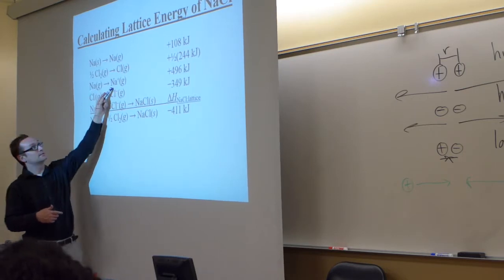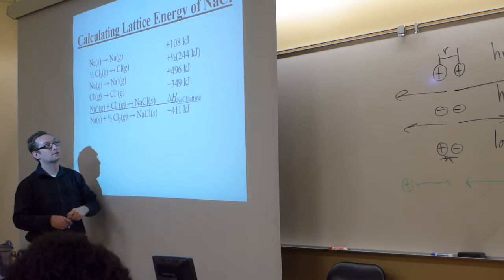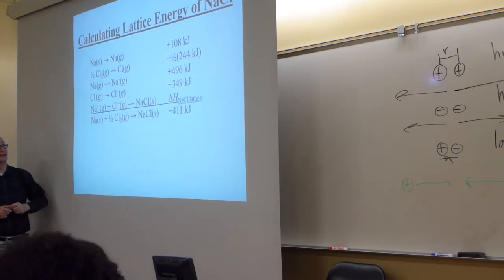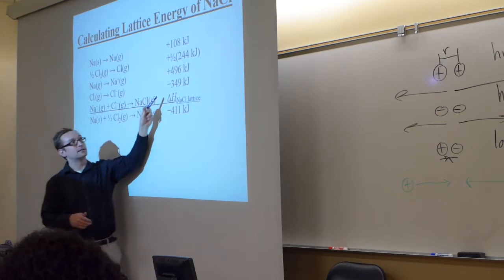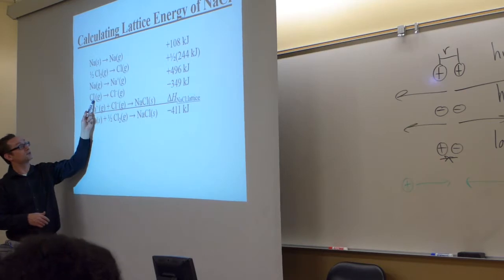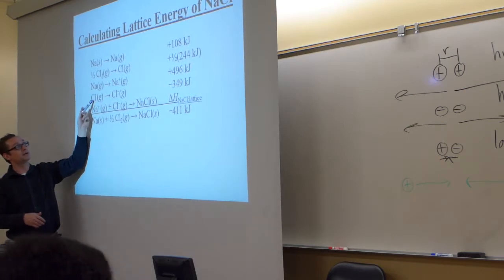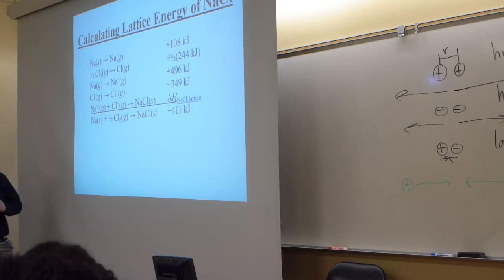To ionize sodium, this is the ionization energy of sodium, per 1 mole of sodium. This is the electron affinity for chlorine. This is now negative. Again, why is it negative? Electrons are being gained by a nucleus that's positively charged. Okay, so that's why it's negative.